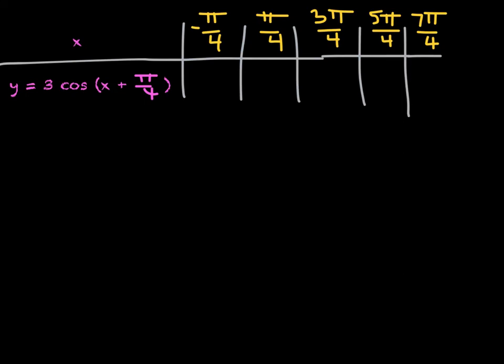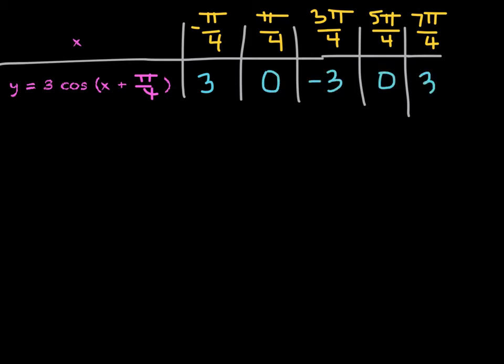All right, we have our table here set up. When I plug in negative pi over 4, the argument becomes 0, and cosine of 0 is 1, and 3 times 1 is 3. All right, it seems like we're starting here at a maximum. I expect the next thing to be an x-intercept. When I plug in pi over 4 plus pi over 4 is 2 pi over 4, which becomes pi over 2 when you simplify. Cosine of pi over 2 is 0. 3 times 0 is 0. All right.